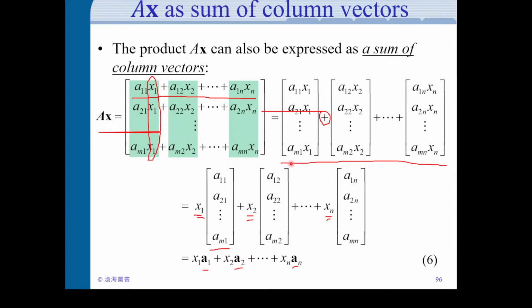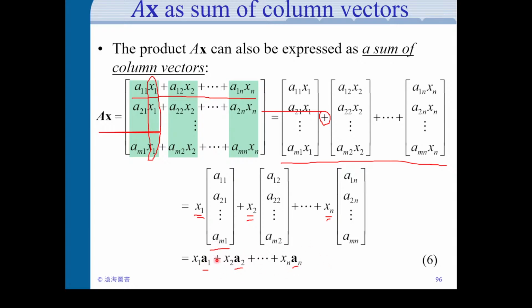And then we can think of this column vector because every entry here is multiplied by x1. So it's x1 times this column vector plus x2 times this column vector all the way to xn times this column vector. Okay. And those column vectors are just the column vectors of A, and remember our notation: A1 is the column vector of A, and A2 is a column vector of A, and all the way to An, a column vector of A.